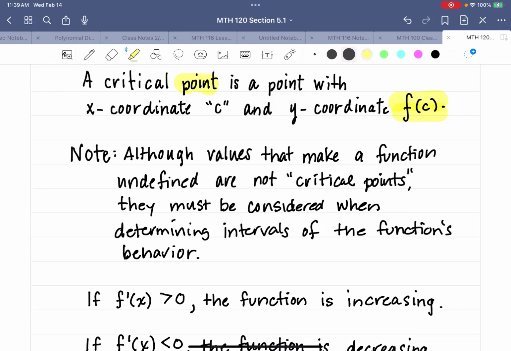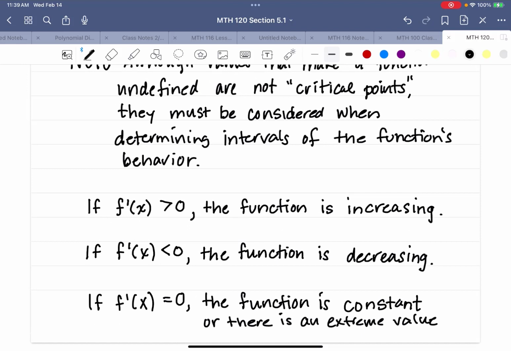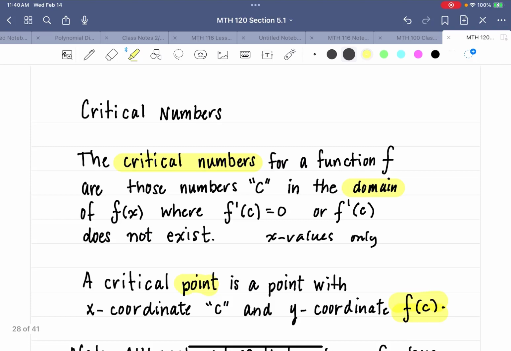So a reminder, if the derivative is greater than 0, the function is increasing. If the derivative is less than 0, the function is decreasing. If the derivative is equal to 0, that would be a constant, a horizontal line. So the function is constant. And there could be an extreme value. Just like we saw here, you might have a high value or a low value there. Just depends on the function.